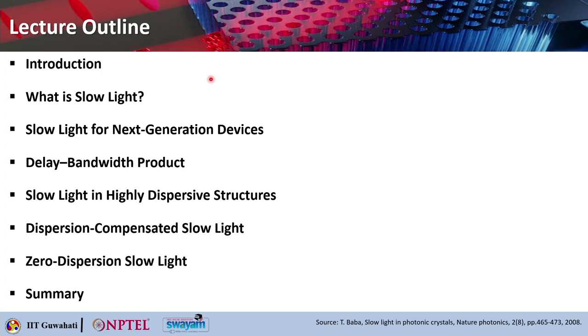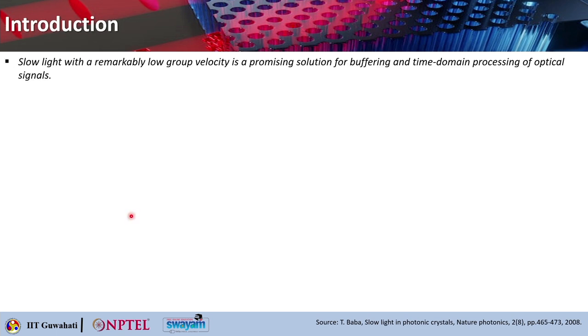So here is the lecture outline. We'll have a brief introduction to the topic. We'll discuss what is slow light. We'll find out the applications of slow light in next generation devices. Then we'll calculate the delay bandwidth product. We'll discuss slow light in highly dispersive structures, dispersion compensated slow light, zero dispersion slow light, and finally we'll conclude this particular topic.